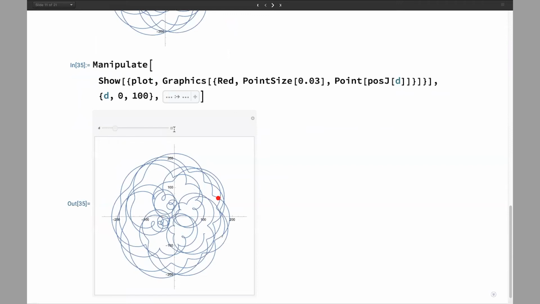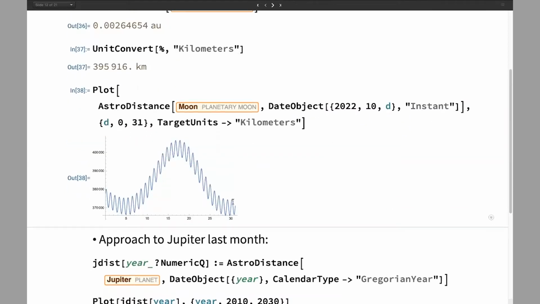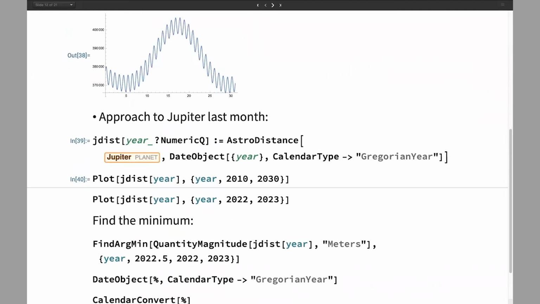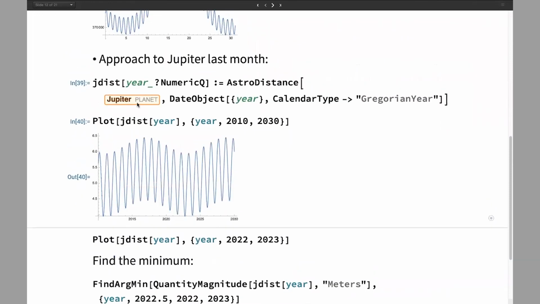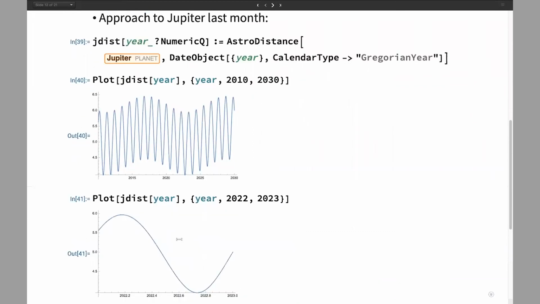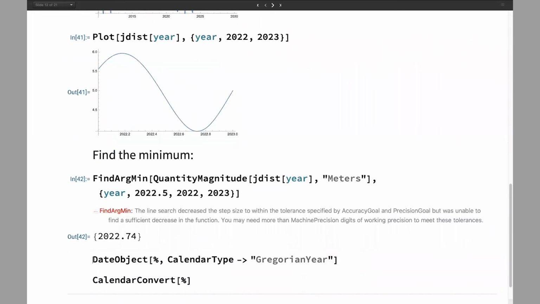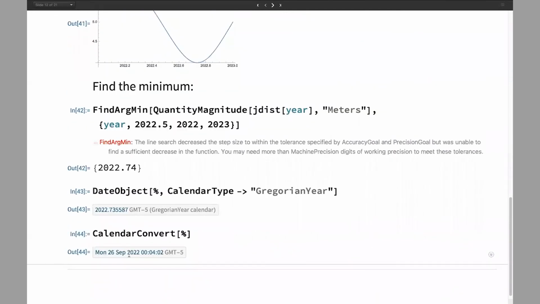You can compute, for example, distances. This is the distance from ourselves to the moon over a period of a month. This is something that happened recently: this is the distance from Jupiter to us. It had a minimum very recently. We can find there 2022 point something. We can find the position of that minimum, and it turned out to be this. Very precisely measured.